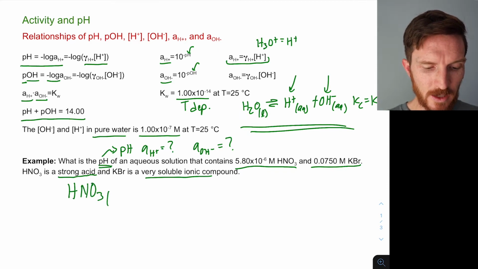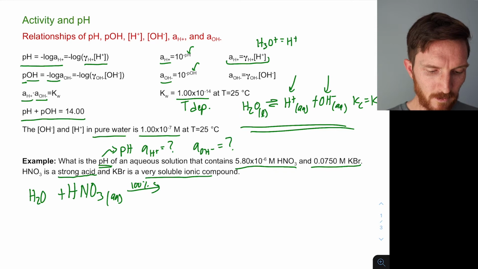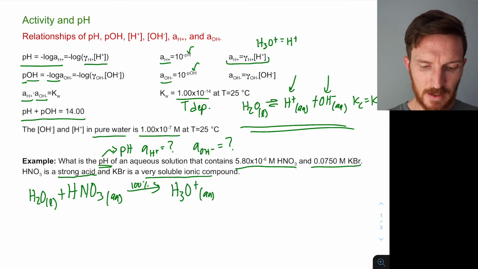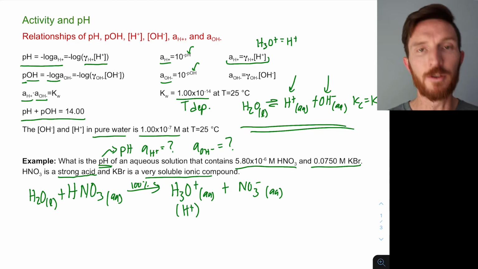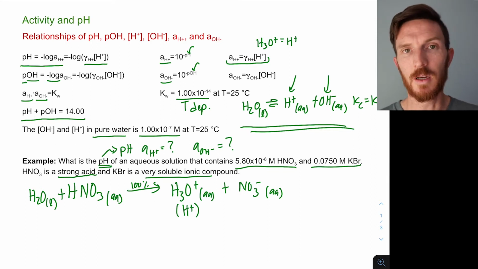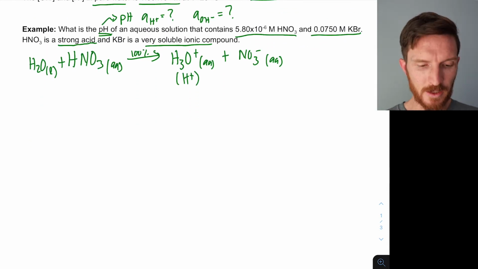If we know that nitric acid is a strong acid, that means it undergoes this 100% ionization where we react it with water and it gives us H3O plus and then the nitrate ion. And again, reminding us, we can also shorthand it as this H plus. We can use those interchangeably. So that's what we would see for our nitric acid.